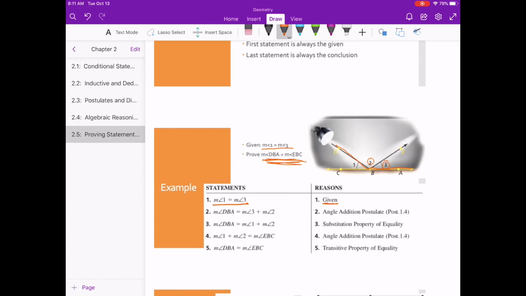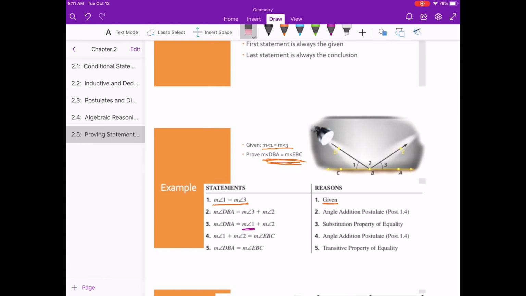Given to us by these little marks, we know that angle 1 and angle 3 are congruent. They're the same thing. So instead of angle 3, we're going to write angle 1 by the substitution property of equality. Remember, substitution says that if two things are the same, you can switch them out, and it doesn't change anything.